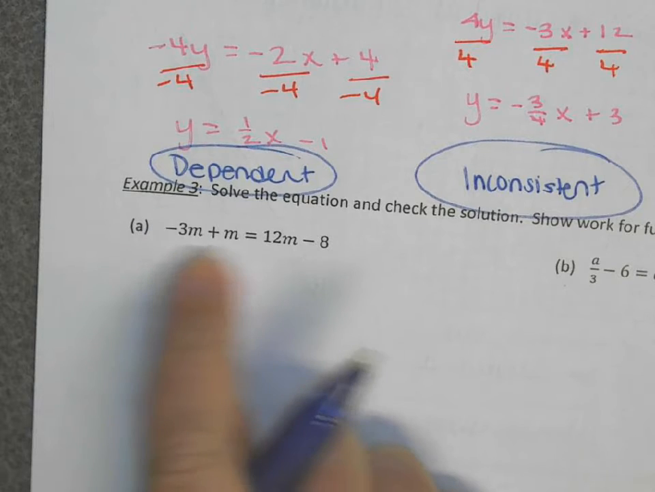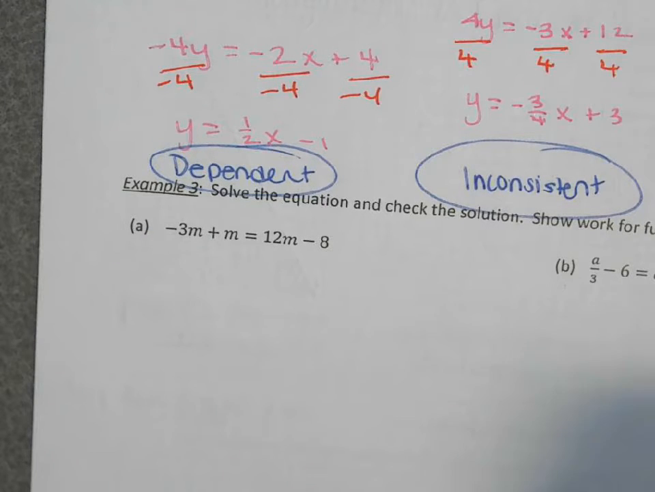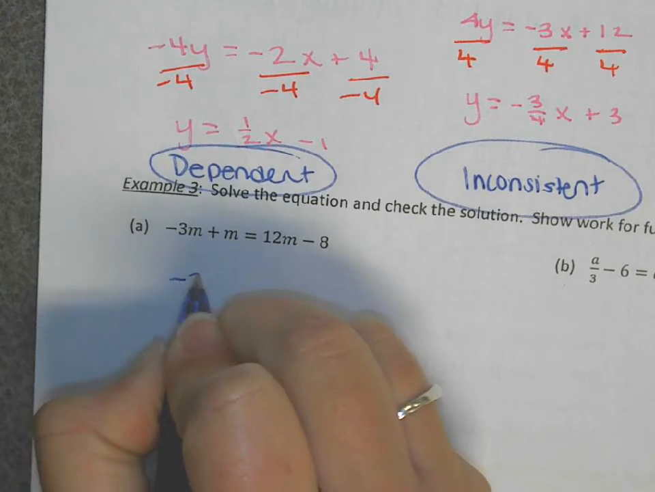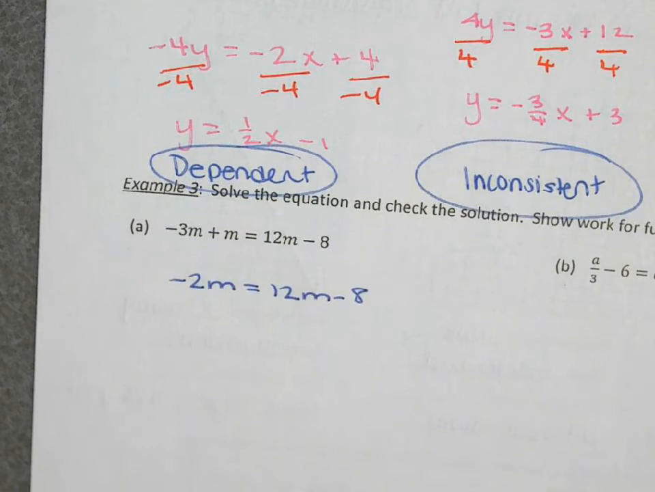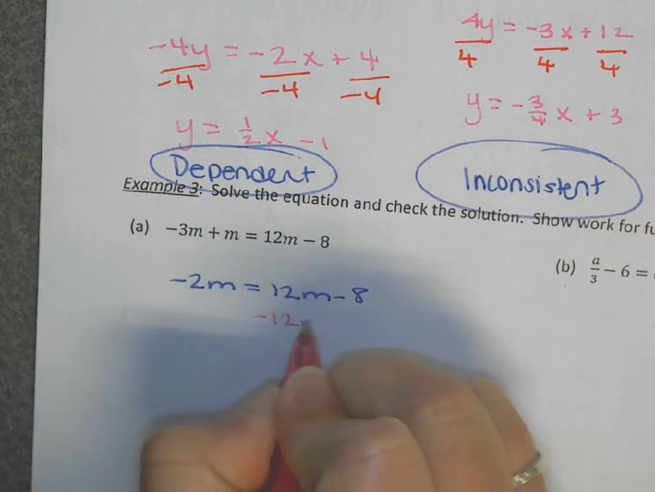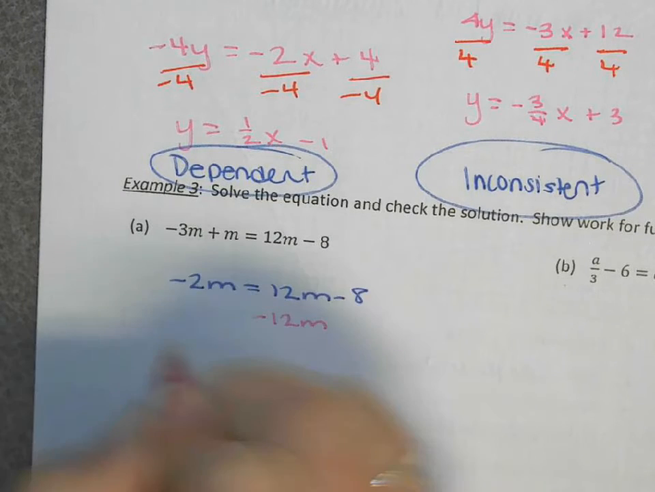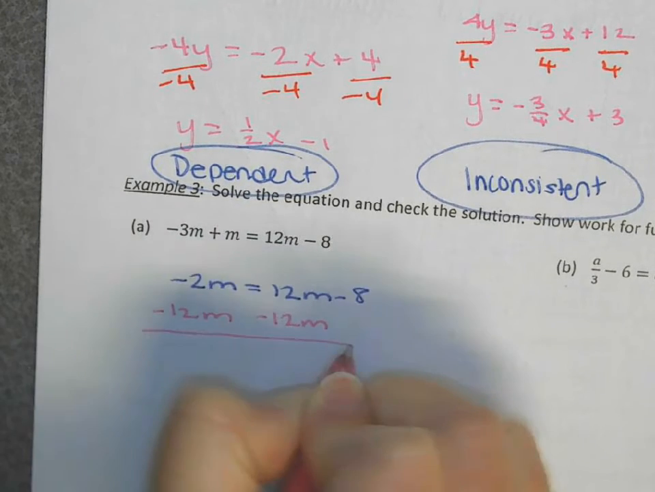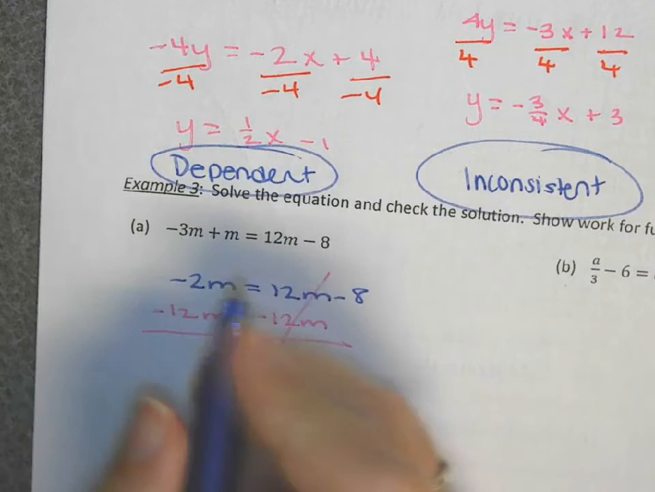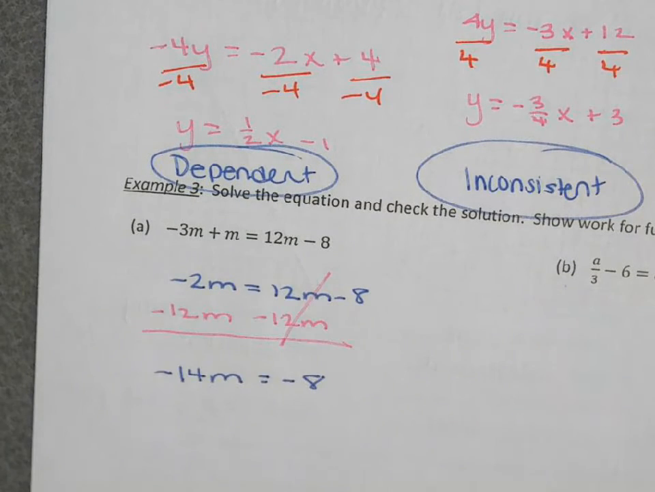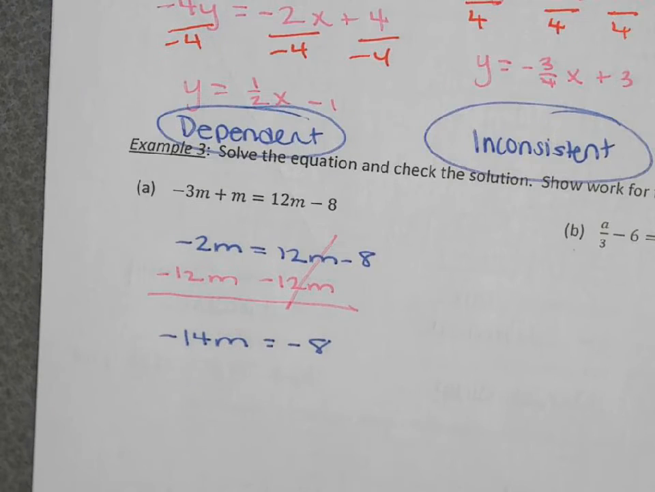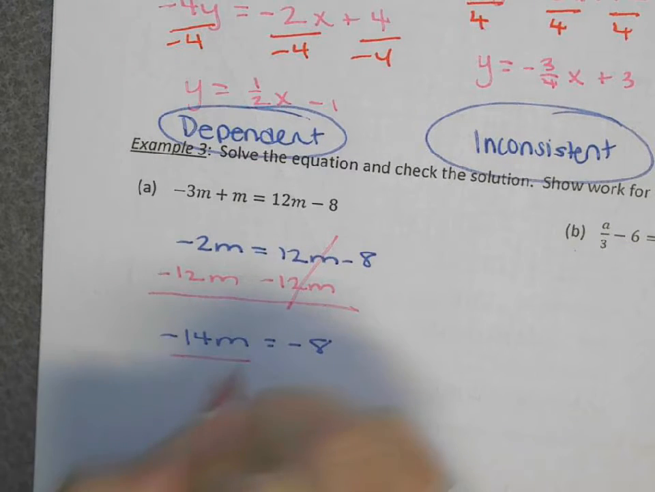So combine like terms on the left. What do you get? Negative 2m equals 12m minus 8. What should I do next? Subtract 12m on both sides. You can do that. Some people would have added 2m to both sides, which would also work. Doesn't matter. So you have negative 14m on the left equals negative 8 on the right. Then what do we do? Divide by negative 14.